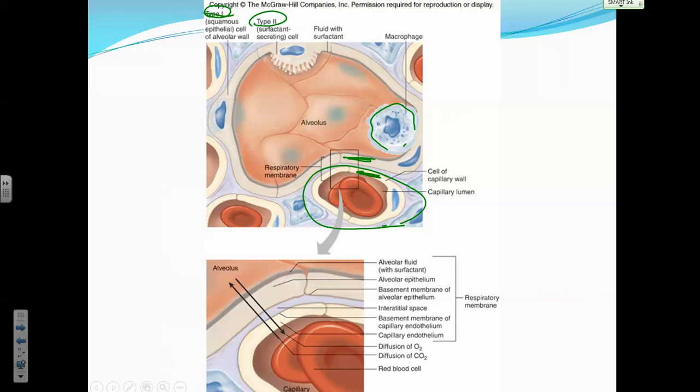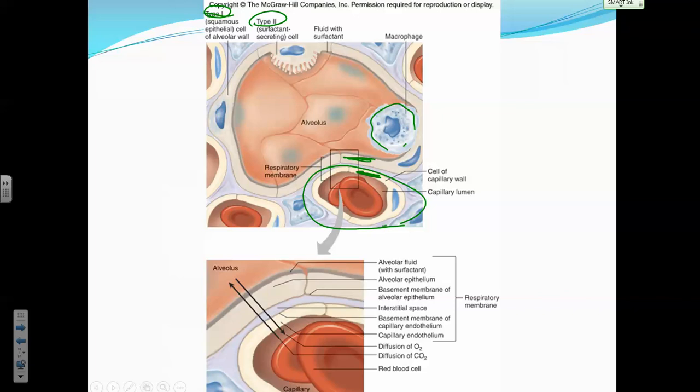Why do you have surfactant? What is it chemically? Is it a carbohydrate? It's a lipoprotein. So it's a combination of a lipid and a protein. And what does it prevent? Total collapse of an alveolus. It keeps it open. Okay.